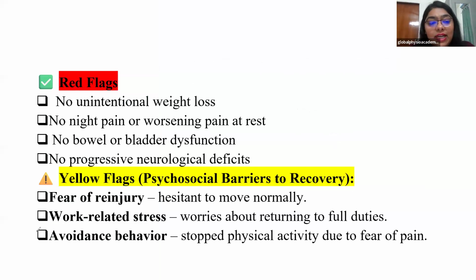Red flags. Basically, first with the subjective examination, what I can find out is there is no unexpected weight loss, no constant pain or night pain, no bowel and bladder involvement, and no progressive neurological deficit. So there is no red flag. Yellow flags: yes, the patient is fearful, anxious. He is the only bread and butter earner. So there is stress and avoidance behavior. He stopped all the activities, which is a yellow flag that delays the recovery.